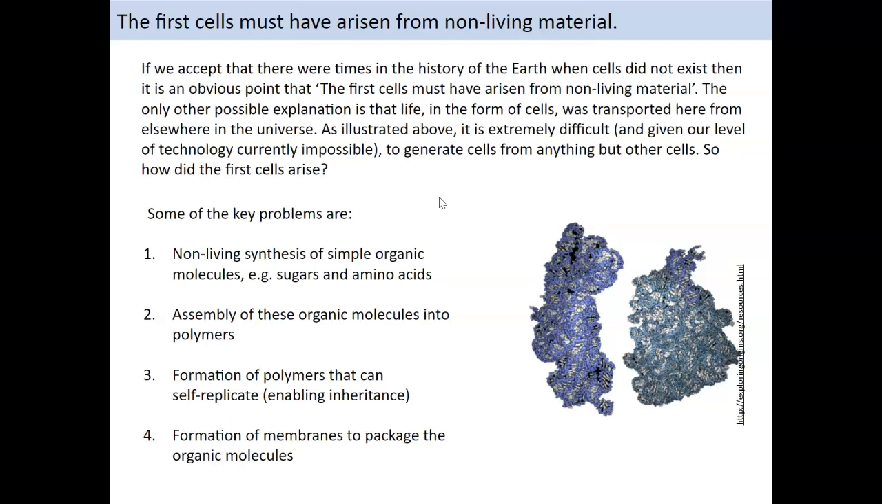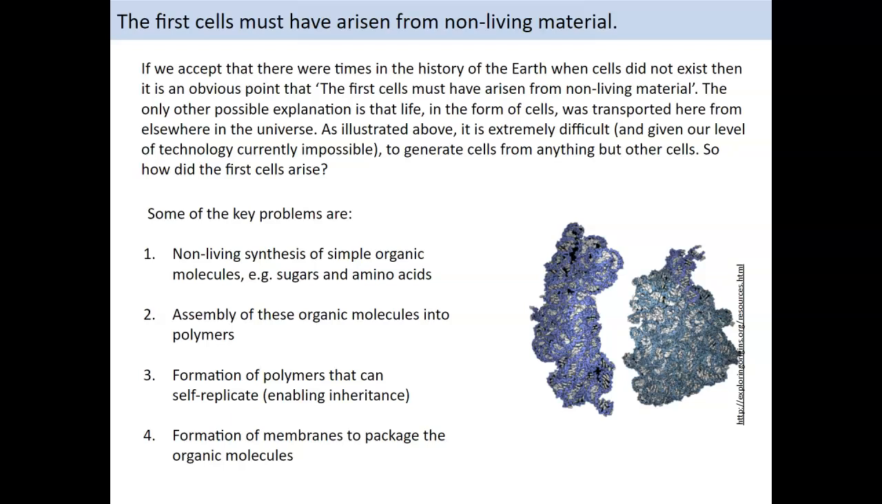If we accept the fact that there must have been times in history when there weren't cells, when there were no living organisms, then we must accept the fact that the first cells likely came from non-living material. The only other possible explanation to the first cell is that life got here from somewhere else in the universe, and then once it got here, divided through cell division to make more.